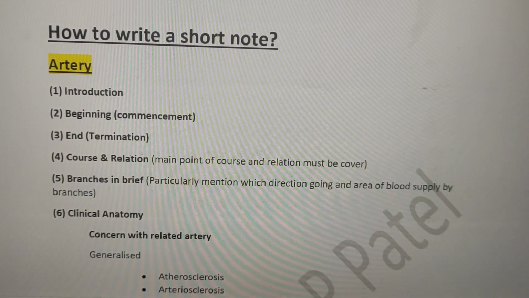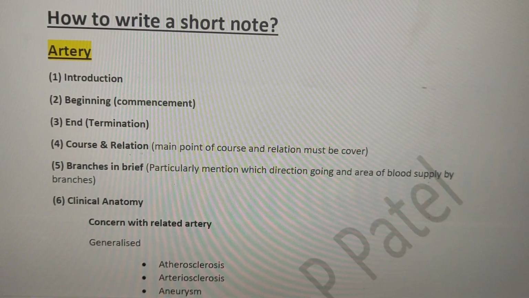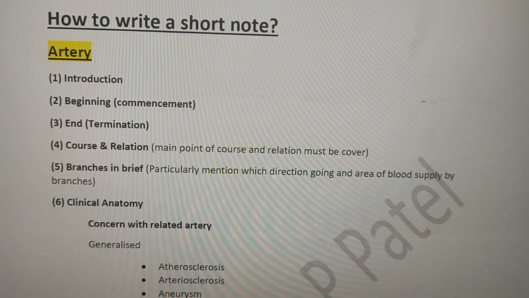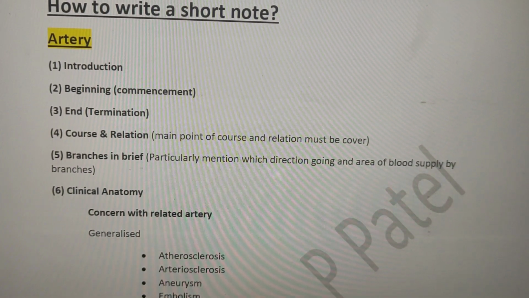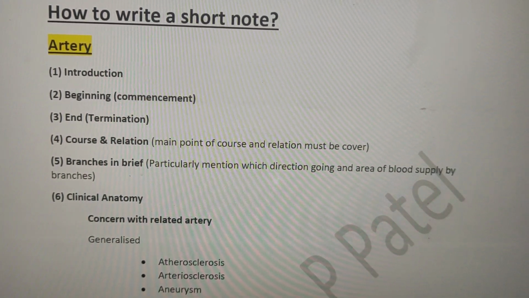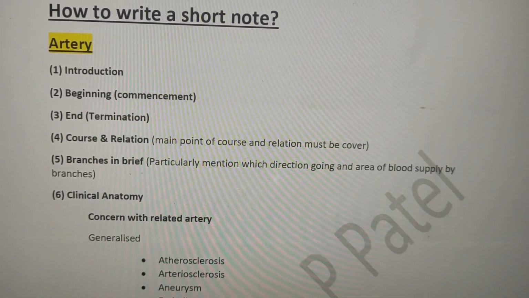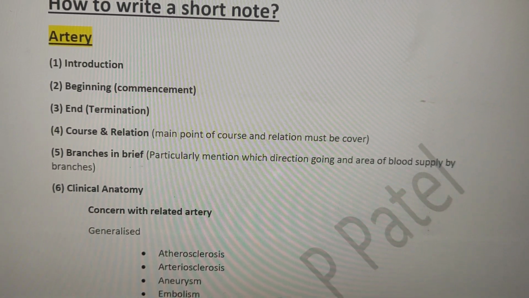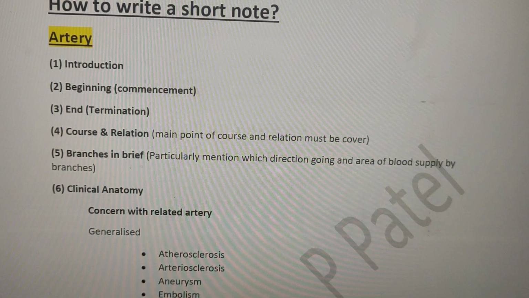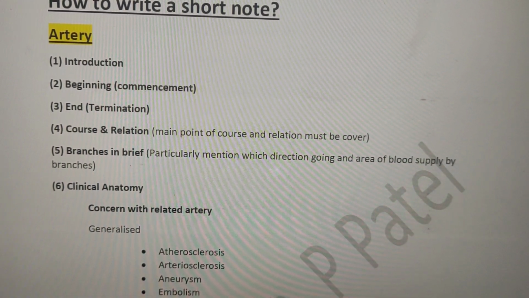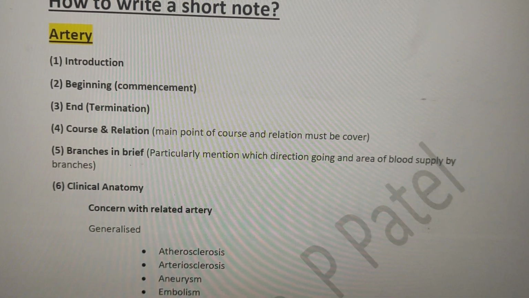Particularly, you write the introduction: which region the artery is in. Beginning, where it starts, is called the commencement. Where it ends is called the termination. You have to write where it begins and where it ends, and which artery it is the continuation of. Like the femoral artery: it is a continuation of the external iliac and ends at the hiatus magnus, and it continues as the popliteal artery.